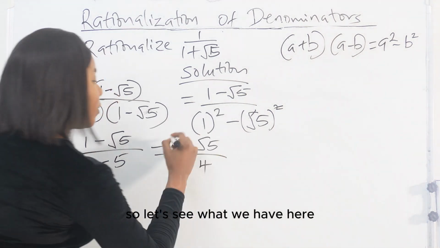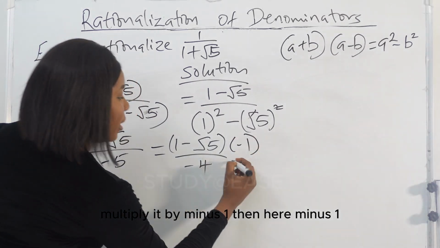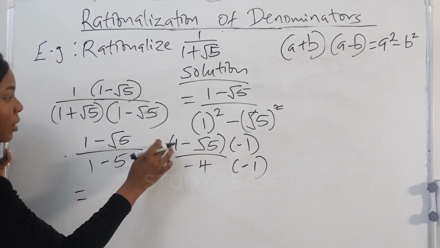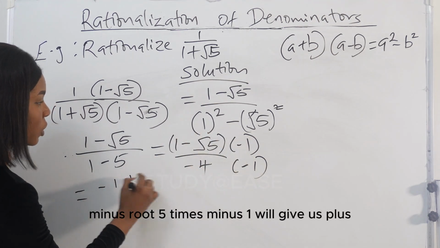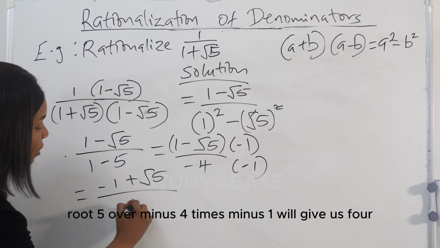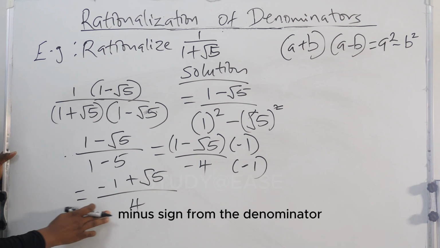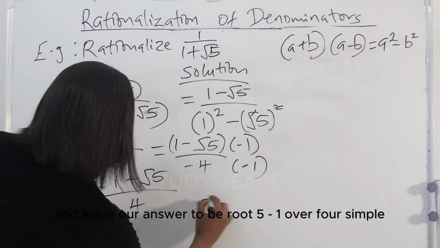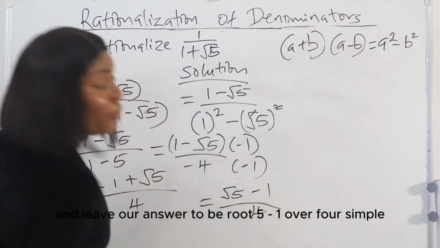So what we have here, multiply it by minus 1, then here minus 1. So we'll be having 1 times minus 1 will give us minus 1. Minus root 5 times minus 1 will give us plus root 5 over minus 4 times minus 1 will give us 4. Wow, we have succeeded in removing the minus sign from the denominator. So we can choose to leave it like this, or we can just rearrange and leave our answer to be root 5 minus 1 over 4.